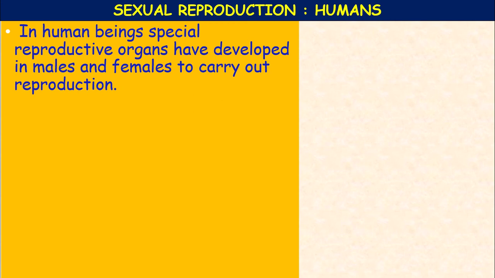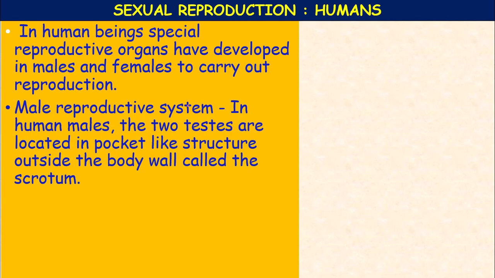So these sequential events of reproducing organisms are divided into three distinct stages. What are they? Pre-fertilization, fertilization, and post-fertilization events. Okay. So in human beings, special reproductive organs have developed in males and females to carry out reproduction.